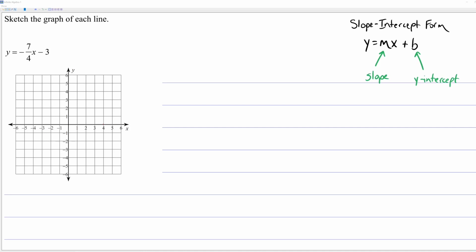Hi everybody. This video is all about graphing lines if they're written in slope-intercept form. Slope-intercept form, I have the formula written on the right side of the screen.